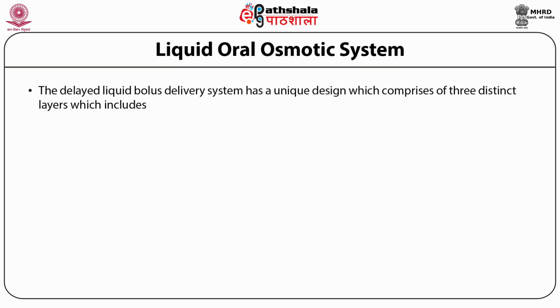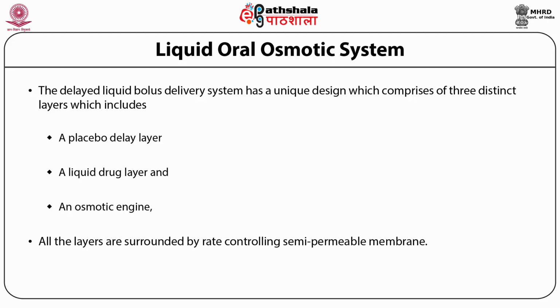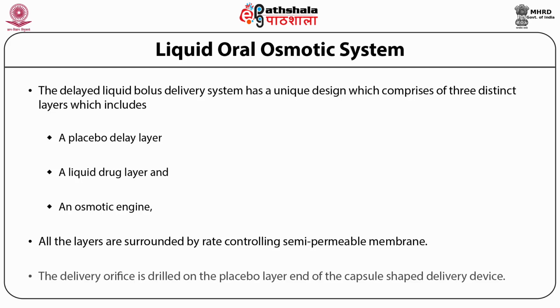The delayed liquid bolus delivery system has a unique design which comprises three distinct layers: a placebo or delay layer, a liquid drug layer, and an osmotic engine. So you will learn later about all these layers. All these layers are surrounded by a rate controlling semi-permeable membrane, which is common, like any other osmotic controlled drug delivery system. The device orifice is drilled on the placebo layer end of the capsule shaped device. The delivery orifice is on the top of the capsule.